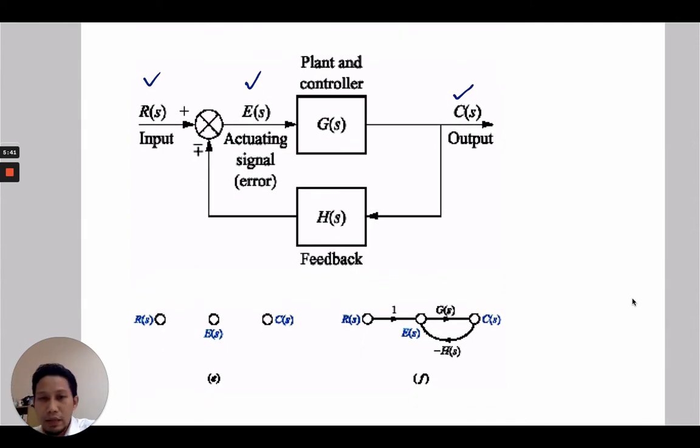So we can connect the nodes using the systems. We have a connection between R(s) to E(s). There is no system there, so we can represent the system with 1. And then E(s) is connected to C(s) with system G(s) over here. And finally we have a feedback which is from C(s) to E(s).